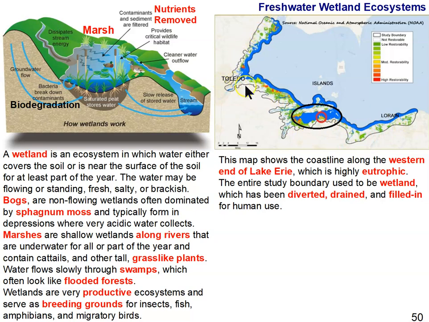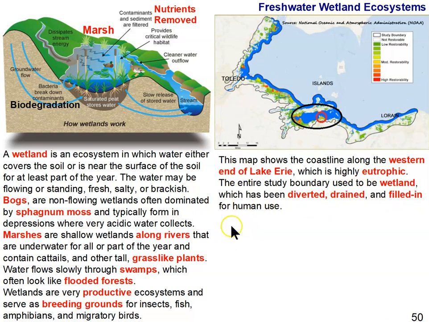All of this was wetland at one time. Go back a few hundred years, and this would have all been wetland. But it's all been diverted. The water that feeds into the wetland and eventually would go into the lake has been diverted and drained and filled in and paved over. And so now those wetlands have been destroyed.